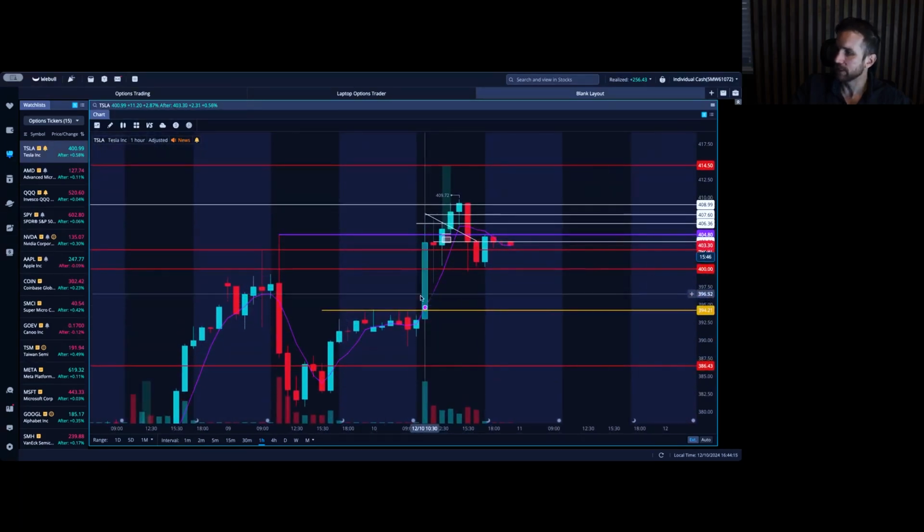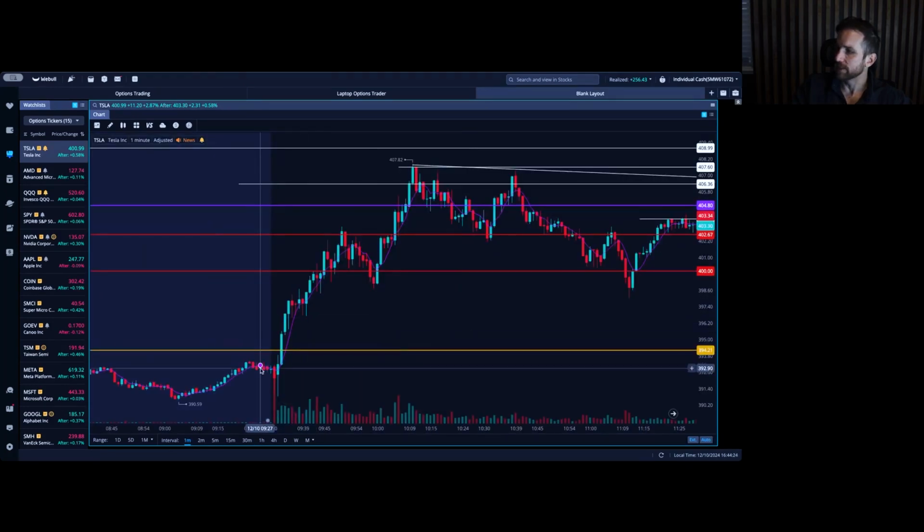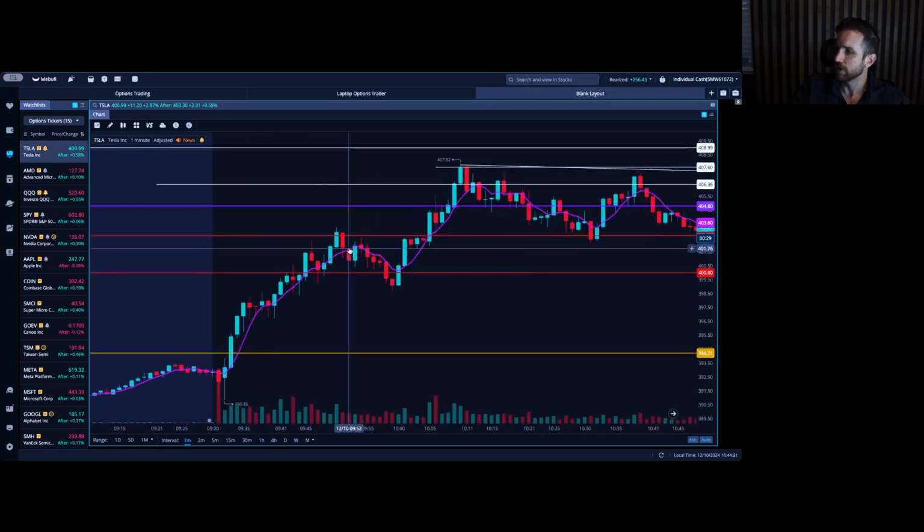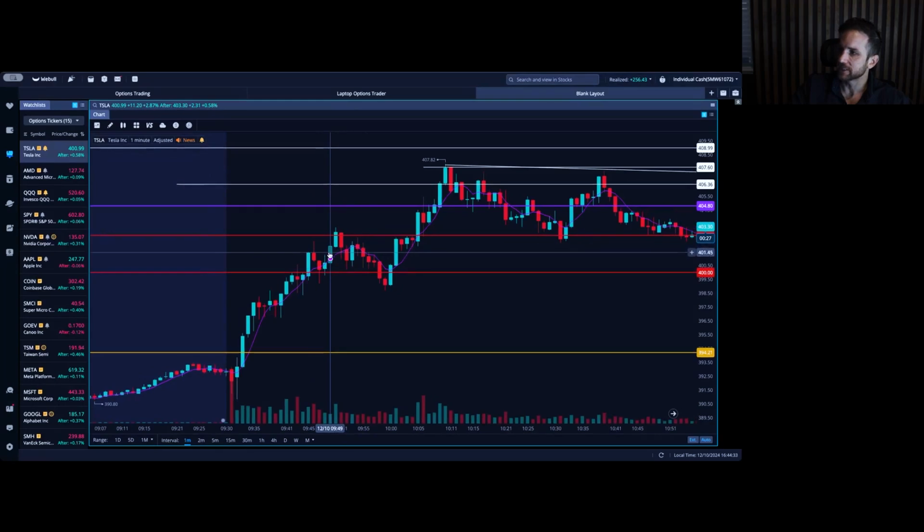But we saw a really nice intraday momentum move. And so what I ended up seeing here was a big push up. Ended up waiting for this push to effectively tap into this 402 level. My first position on Tesla ended up being this retest of the 400. It pushed up here, pulled back. We didn't quite get pulled out of the trade.